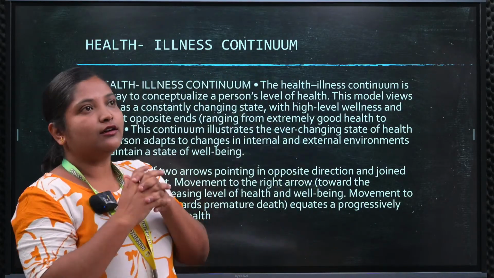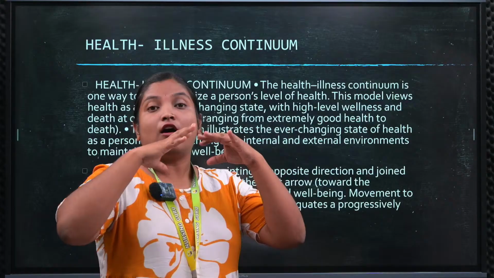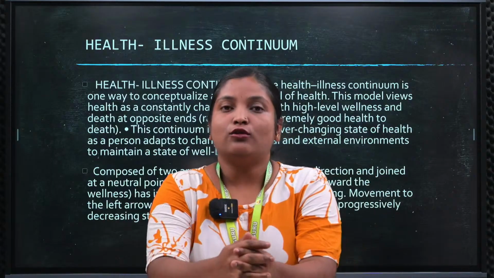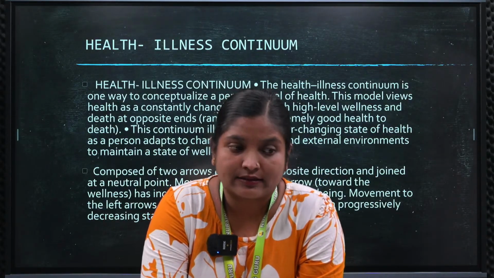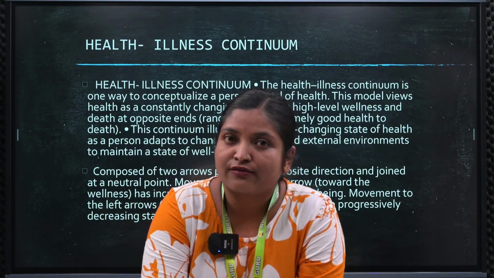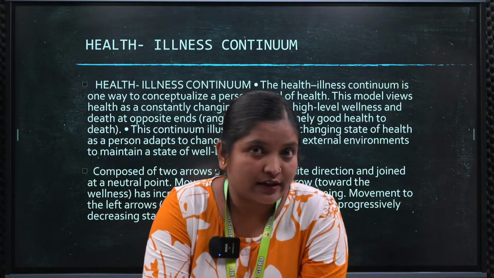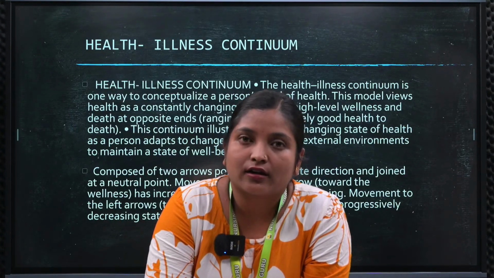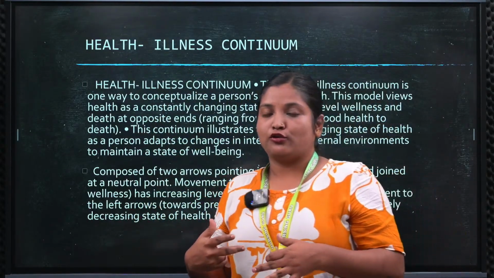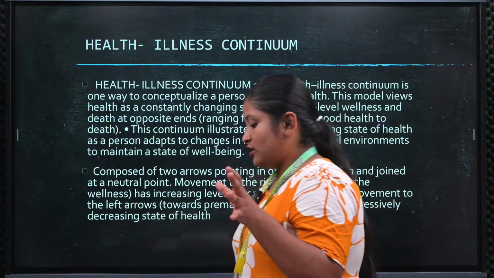Before going to that, a recap: health and illness are placed at opposite ends, in the form of arrow marks. Wellness and well-being are also based on our external and internal factors, on how a human being changes externally and internally. Based on your everyday activity and lifestyle, our wellness and our health will depend on it. Understanding what I'm saying? So both are kept at opposite ends.